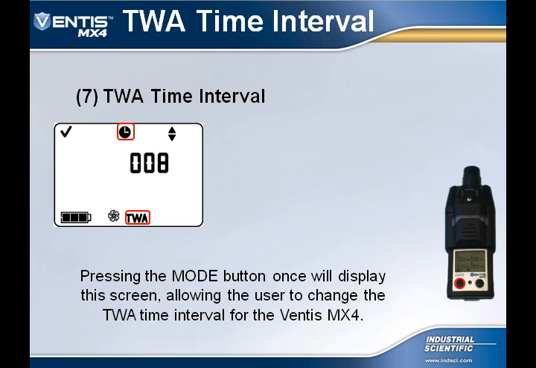Upon completion of all settings of TWA alarm set points, pressing the Mode button once will take the user to the next screen. This is the TWA Time Interval screen. Notice the TWA icon in the lower display and the clock icon in the upper display. This screen allows the user to change the TWA time interval for the Ventis MX4. The TWA time interval is factory set at 8 hours.